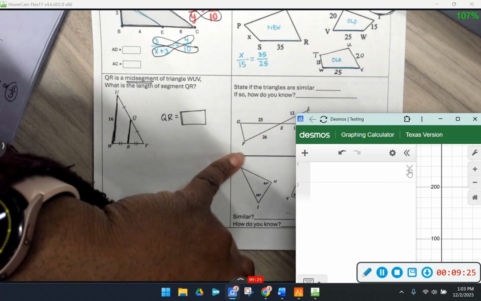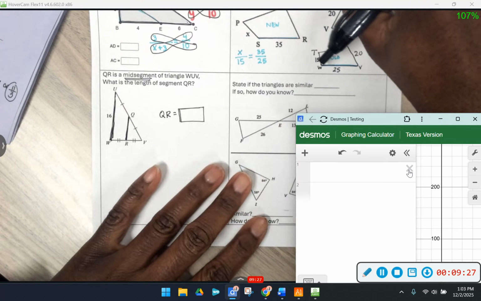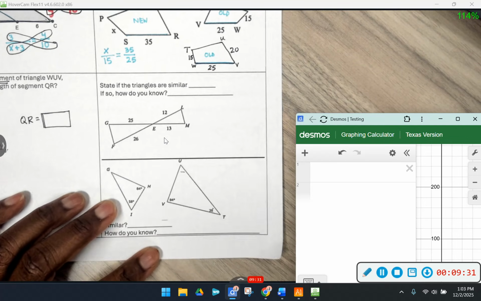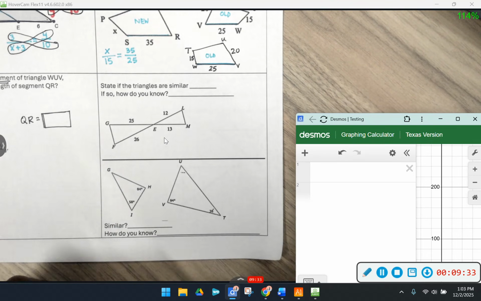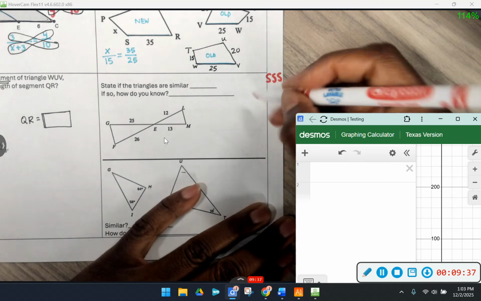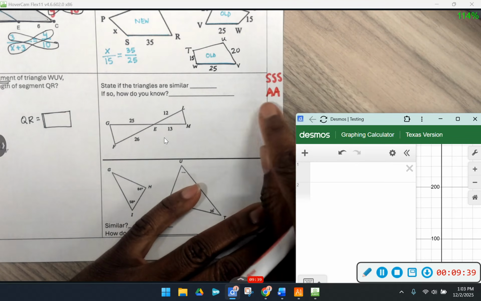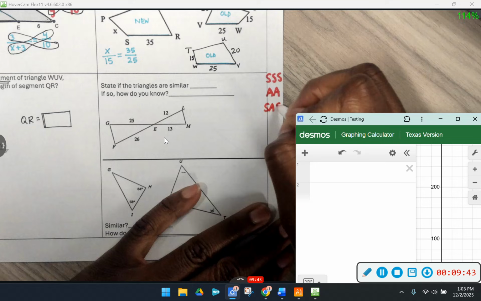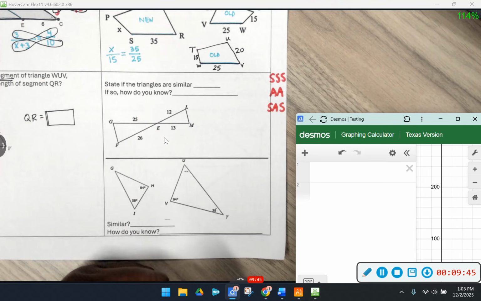Next. This says state if the triangles are similar. Remember, there are 3 similarity statements we can use. We can use side, side, side if it gives us all the sides. We can use angle, angle if it gives us 2 angles that are congruent. Or we can use side, angle, side.